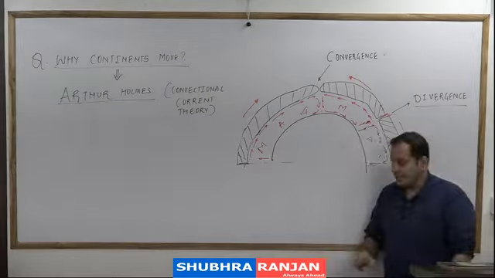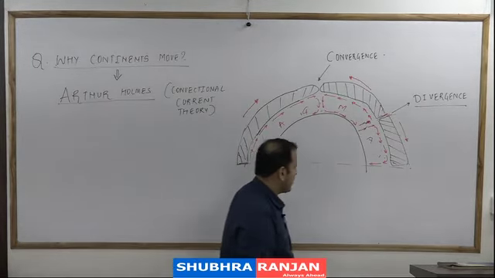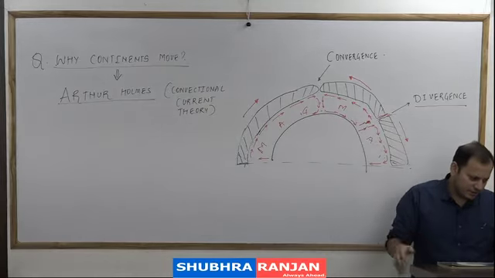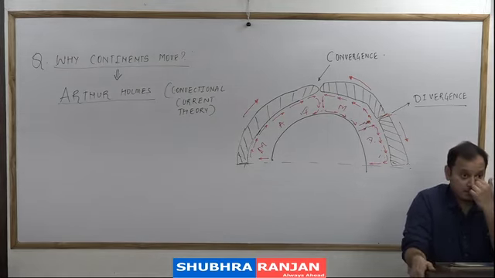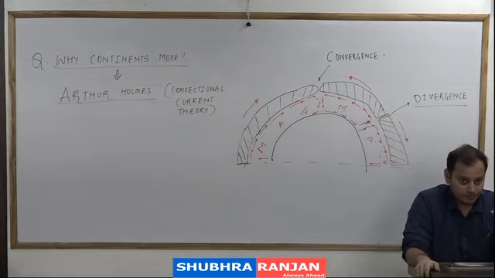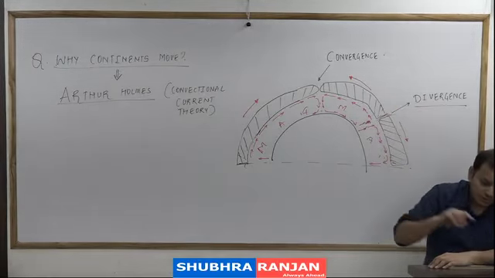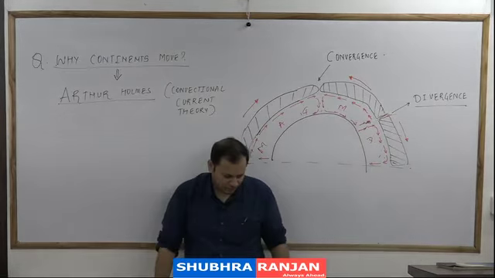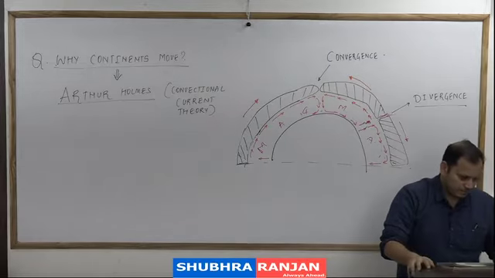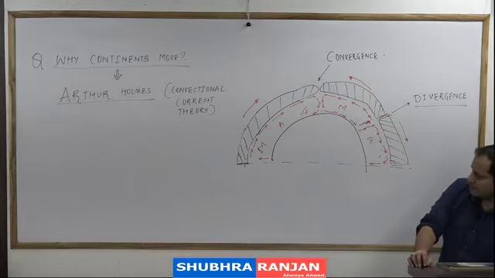Next point, these convectional currents may converge or diverge, giving rise to the convergence or divergence of the land masses.